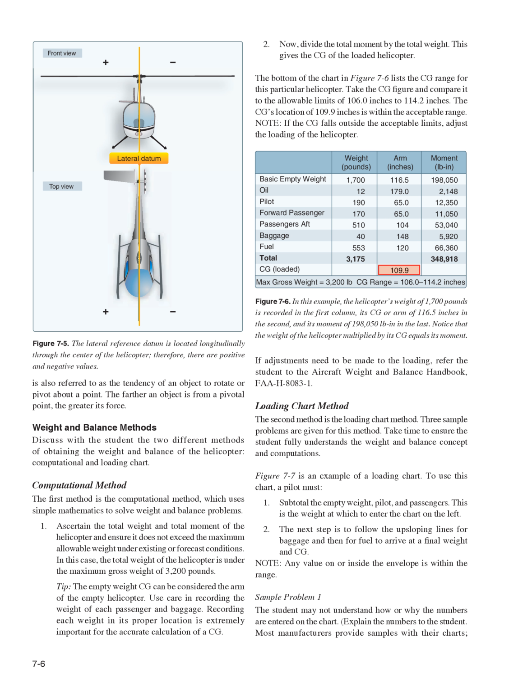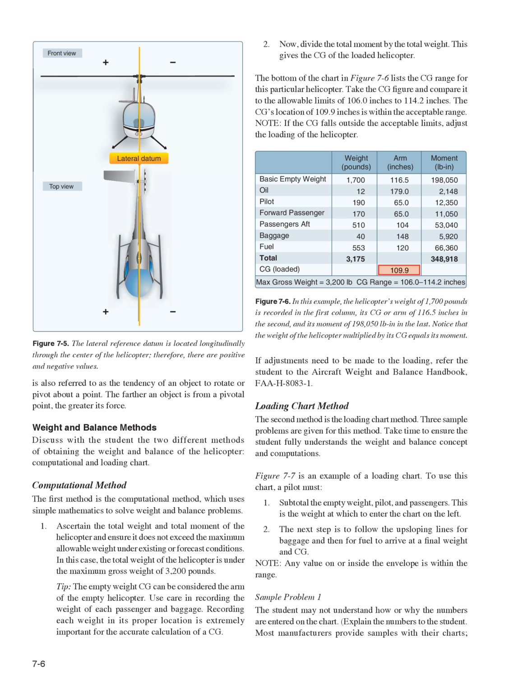Figure 7.7 is an example of a loading chart. To use this chart, a pilot must: 1. Subtotal the empty weight, pilot, and passengers. This is the weight at which to enter the chart on the left. 2. The next step is to follow the upsloping lines for baggage and then for fuel to arrive at a final weight and CG. Note, any value on or inside the envelope is within the range.